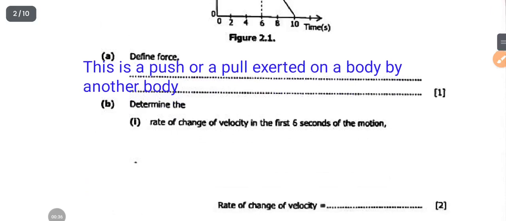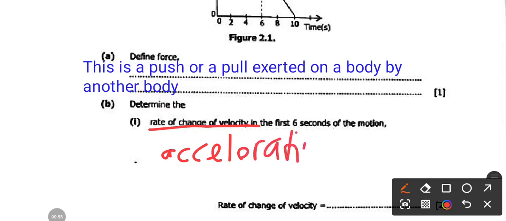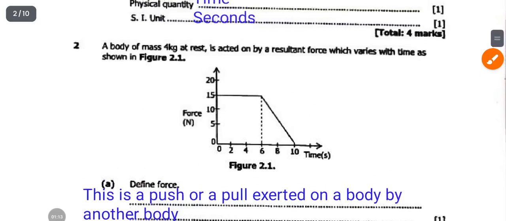Alright. Then question B. Determine the rate of change of velocity in the first 6 seconds. If we correctly analyze these words here, rate of change of velocity, they're trying to describe something, and what they are describing is the word acceleration. Because remember, acceleration is the rate of change of velocity. So meaning that this question is requiring us to find the acceleration in the first 6 seconds of the motion. So how do we do this? Let's go back to this diagram.